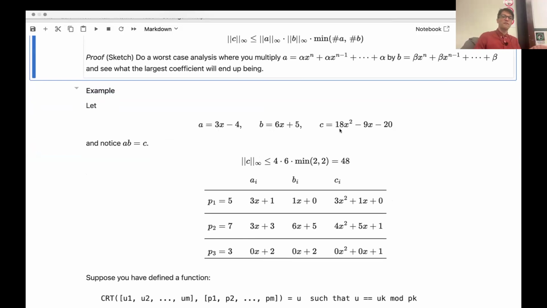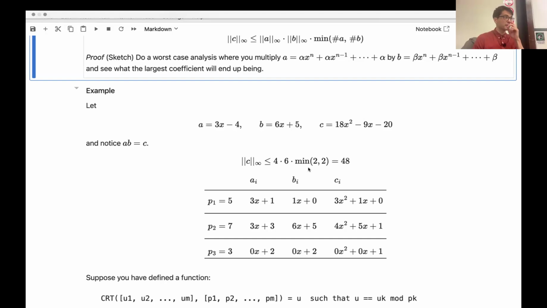You see the largest coefficient in here is going to be 20, right? So we better get a number system that at least has positive 20 and minus 20. It has to be at least 41 numbers if you include 0. So the height of A is 4. The height of B is 6. The number of non-zero terms of both of them is 2 each. So 4 times 6 times 2 is 48. And 48 is wide enough for us to be able to capture that minus 20 back.